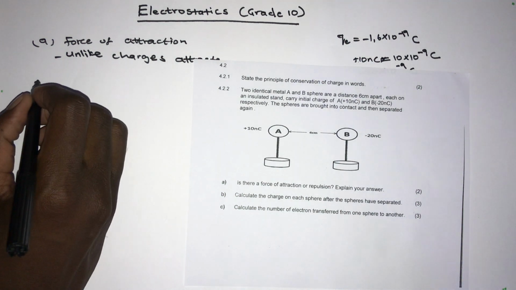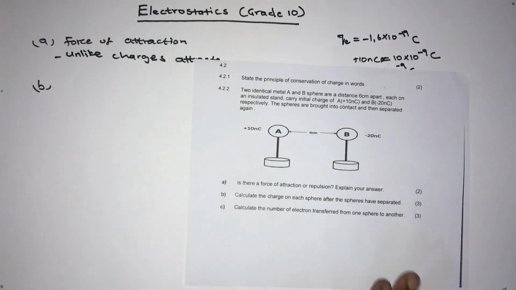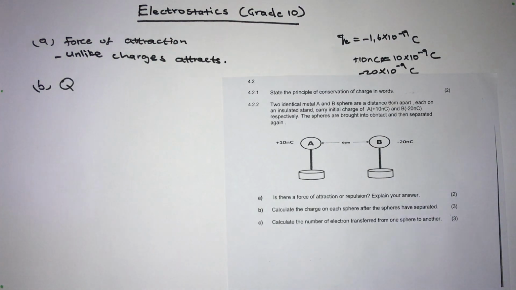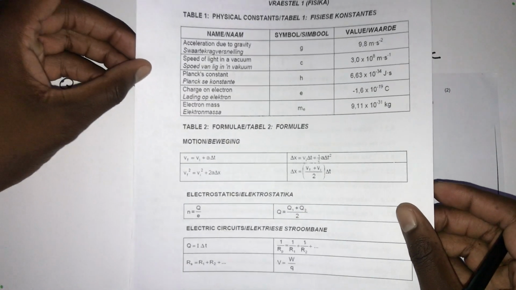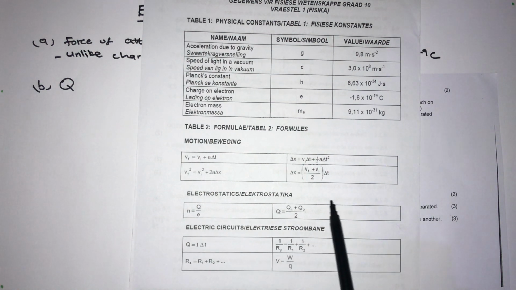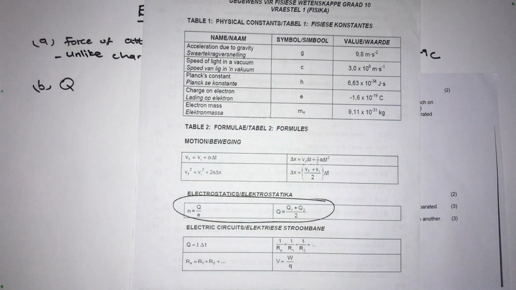So B, we are expected to calculate a new charge. So we go to the formula sheet. When you go to the formula sheet, remember our topic is electrostatics. That means when you go to a formula sheet, you go straight to electrostatics. So this is the formula to calculate the number of electrons. This is the formula to calculate a new charge.